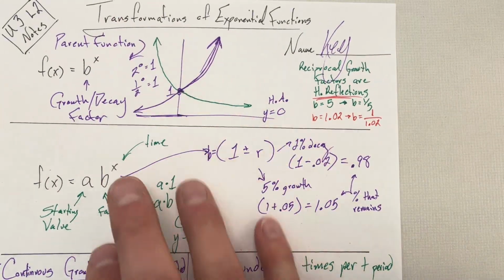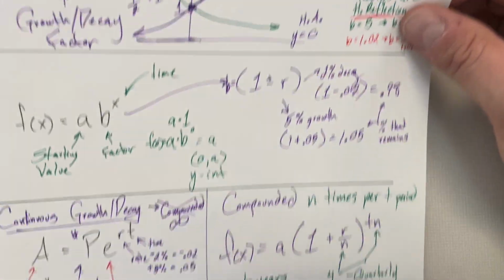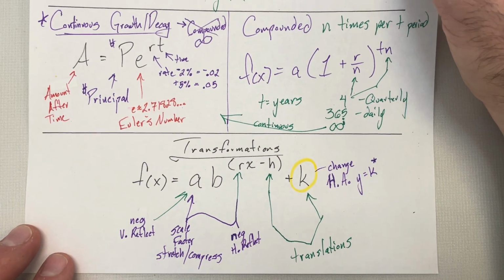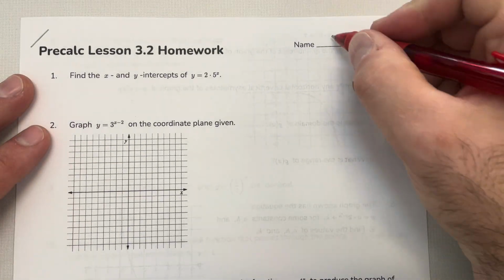Anyway, for those kids who weren't in class, or a few of you, you should look at the picture of this and get a copy of these for your own notes. And yeah, let's jump into the homework. All right, and let's make our answer key.